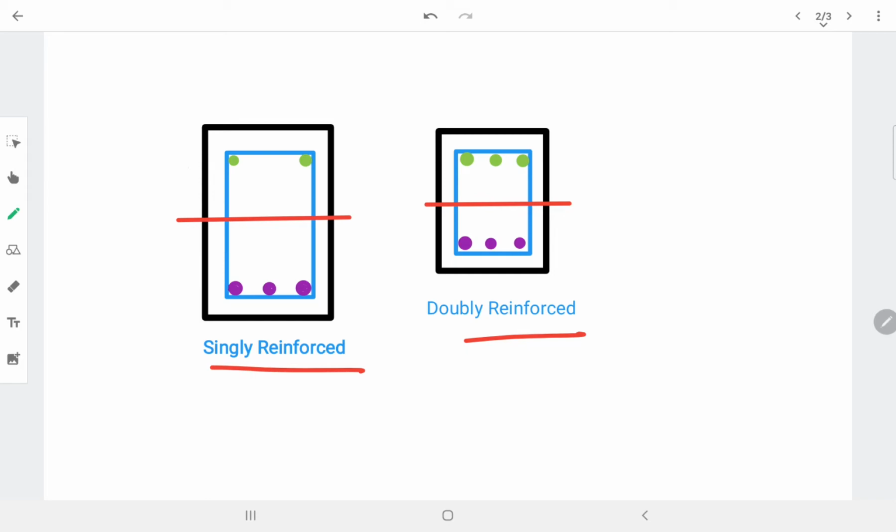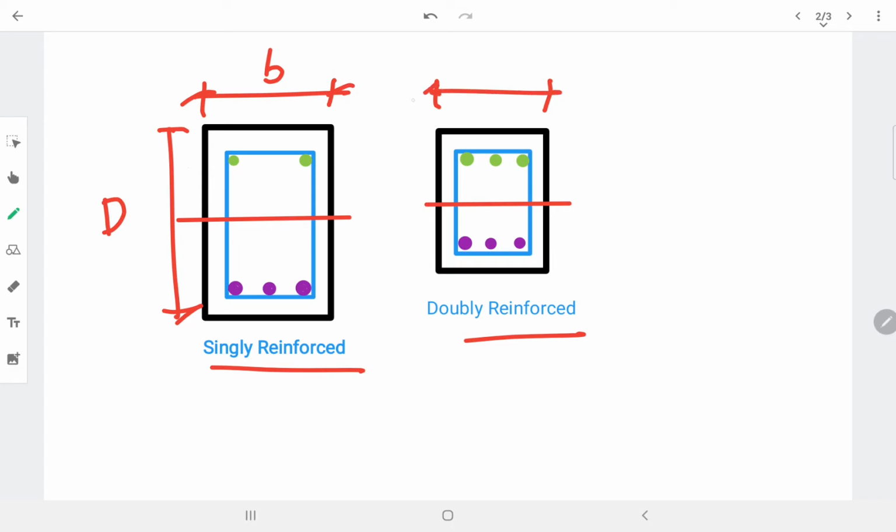Here you can see the depth of this beam is quite high, as it is the overall depth. I will write it as capital D, and this is the breadth of the beam, and here also this is the breadth of the beam, and this is capital D, the overall depth. Generally, if the span of the beam in a building is more, obviously based on the L by D ratio, it is around 20 for simply supported beams.